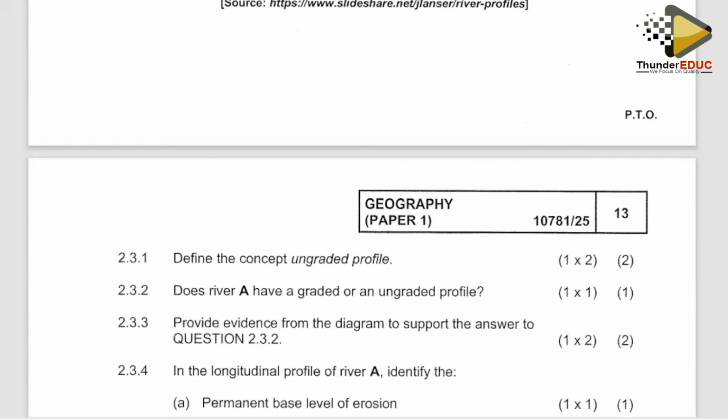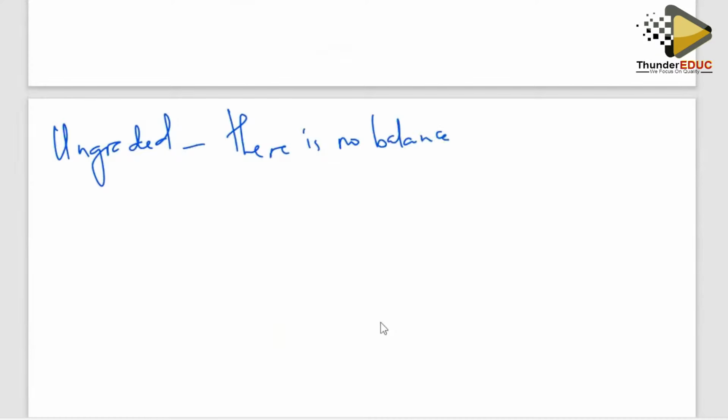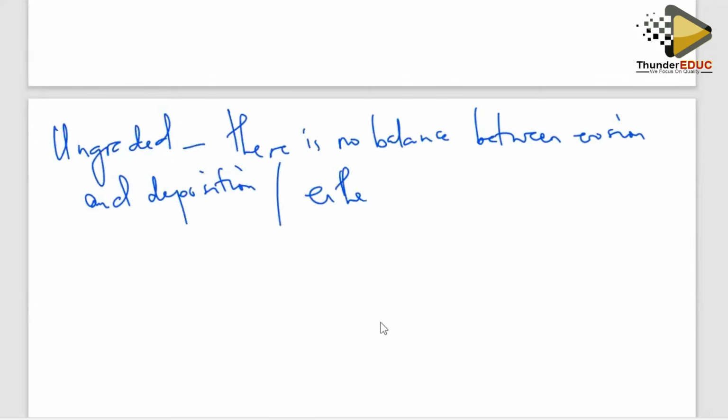profile. When you're looking at river profiles, and a profile is ungraded, an ungraded profile, we are saying there is no balance. Is a stream or a river in which there is no balance between erosion and deposition. Or in simple terms, we can say in that stream, one of the two, it can be erosion or deposition dominates, but not both of them.